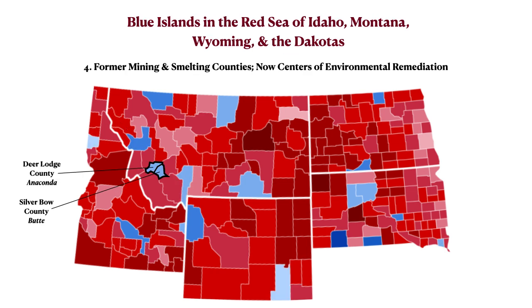And finally, the last category are former mining and smelting counties, as I say, now centers of environmental remediation. And that's Silver Bow County in Montana with Butte, and Deer Lodge County next door with Anaconda. Butte was at one time probably the largest mining county in the United States. It was, Silver Bow County, but Butte, the city of Butte, was the largest city between Seattle and Minneapolis for quite a while. Major mining center.